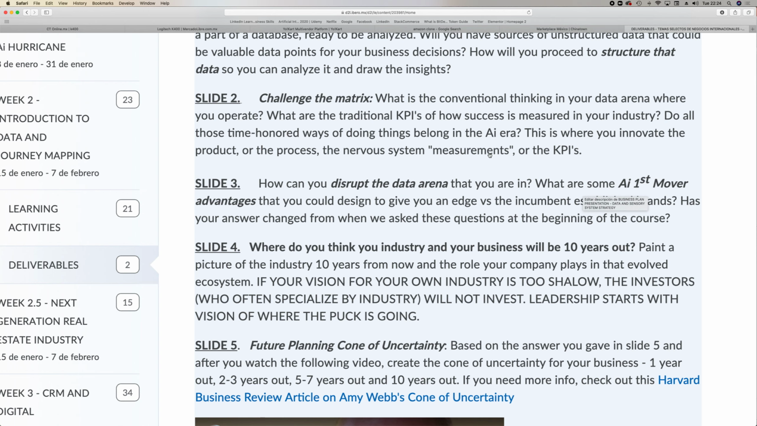So this is where you innovate the product, the process, the measurements, the KPIs, etc. The third slide is about how you can disrupt the data arena that you're in. So basically, generate the first mover advantage. We have a number of videos about first mover advantage, but basically, this is where you ask how are you going to take down the incumbents? How are you going to make it better? How are you going to use technology to leapfrog over them? And basically, it's going to be your secret sauce, so to speak.